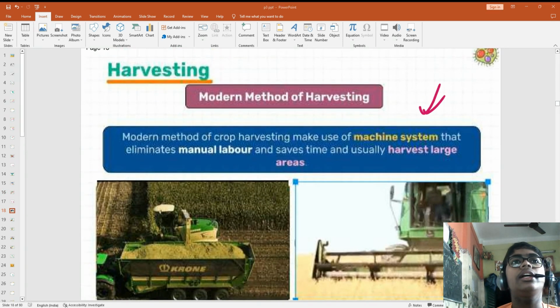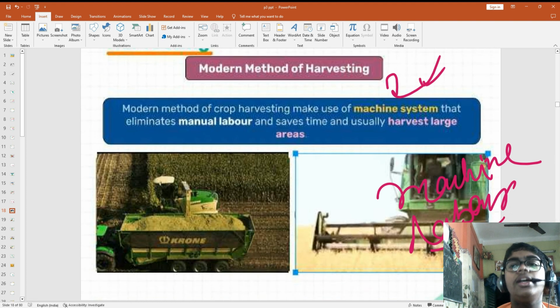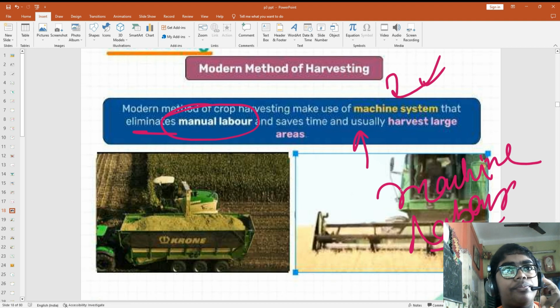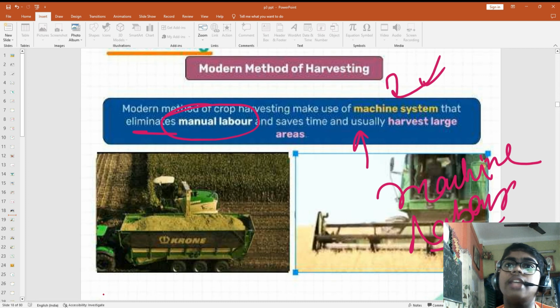Now, the modern method of harvesting makes use of machine systems, as you have seen everywhere. Modern means machine labor, not human labor. Machines are used. That eliminates the manual labor. It eliminates human labor and saves time. So it saves two things, time and labor work. And large areas can be harvested. These things are known as cultivators. What are these known as?